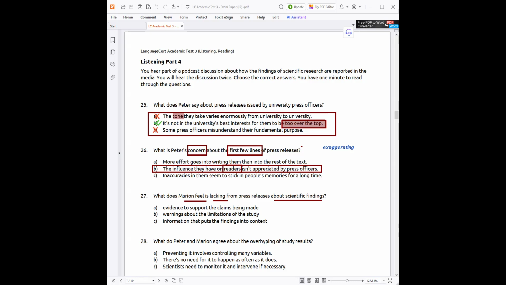Broader body of knowledge means the context, the background, the whole story. So what is lacking from these scientific findings which she's mentioning, which she says is more important, is the context. So this is what is lacking from the press release. Listen to it again.